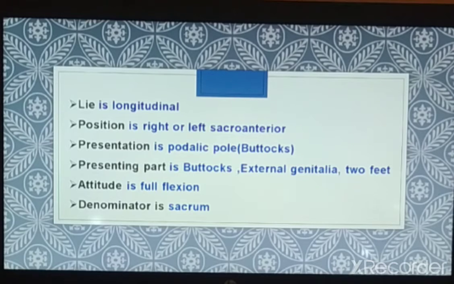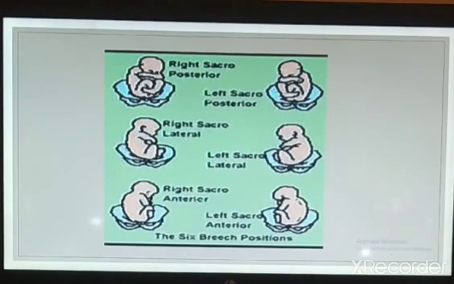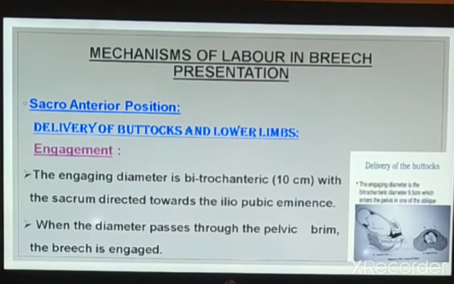The lie is longitudinal, position is right and left sacroanterior, presentation is podalic pole, buttocks, external genitalia and 2 feet. The attitude is full flexion and denominator is sacrum. The positions in breech are right sacroanterior, left sacroanterior, right sacroposterior and left sacroposterior. This is the diagram. Next is mechanism of labor in breech presentation for sacroanterior position.